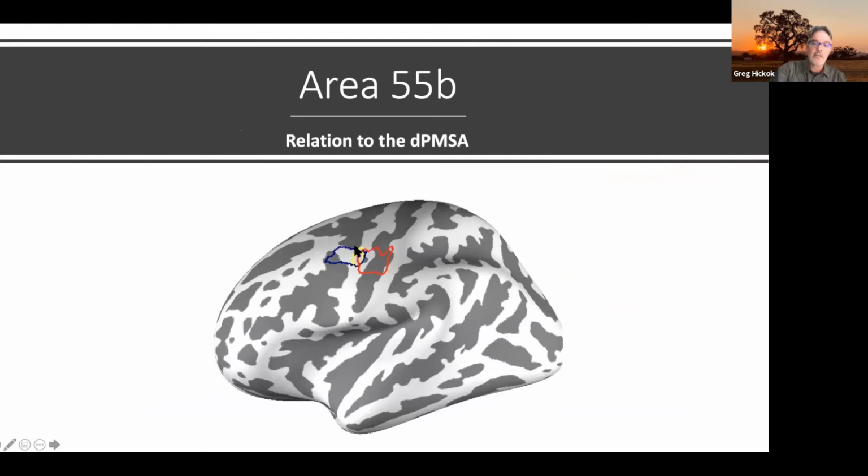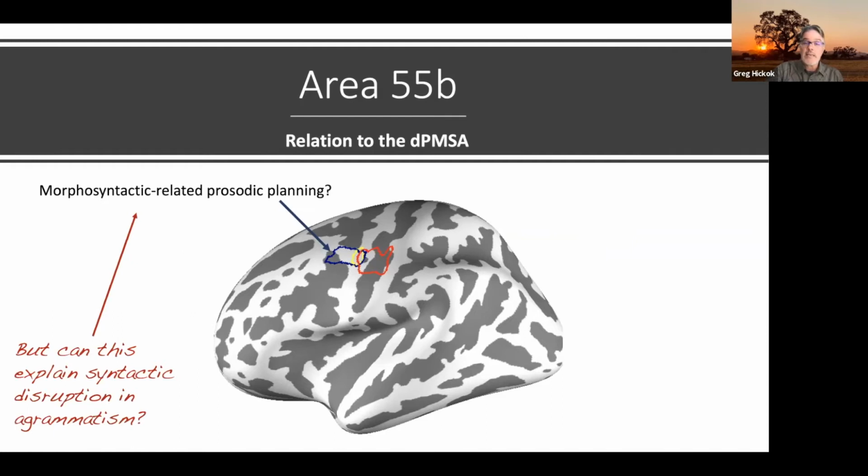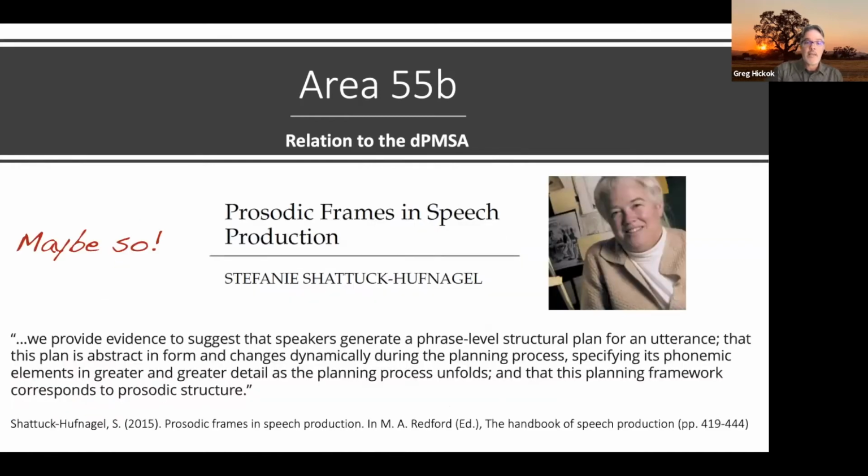And again, here's the relation between these areas that show a hierarchy. 55B, our dorsal premotor speech area, and primary dorsal laryngeal motor cortex. So the guess is that, what aspect of syntax is it? And the guess is that it's something related to morphosyntactic prosodic planning. And that guess is based on the fact that these are pitch related, and that's obviously connected to prosody. You might ask whether this idea can explain syntactic disruption in agrammatism. Can damage to a prosodic planning system cause expressive agrammatism? And the answer is maybe so.